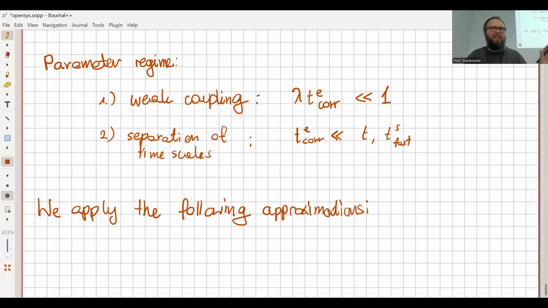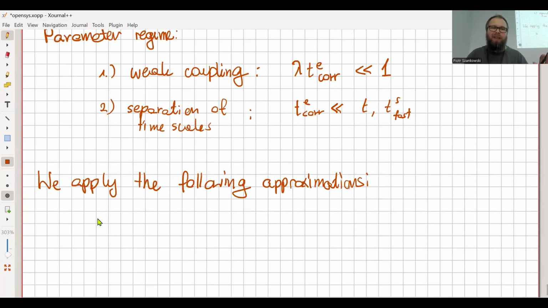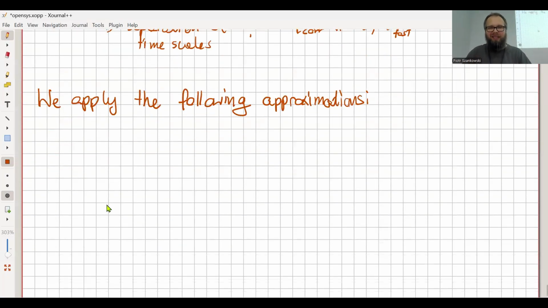So the strategy again, what is the goal? We decided on the parameter regime, and now we want to follow what kind of approximations this regime enables us. We want to deploy those approximations and see if at the end we will get a dynamical map in GKLS form. That's the game plan. And spoiler, we will get there indeed. But let's do it step by step.